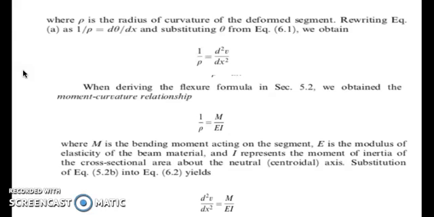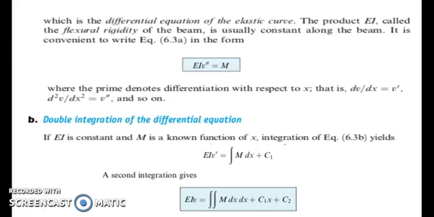When deriving the flexure formula, we obtained the moment curvature relationship, that 1 over rho is equal to M over EI. M is the bending moment acting on the segment, E is the modulus of elasticity, and I is the moment of inertia of the cross-sectional area about the neutral axis. Substituting, we have d squared v over dx squared equal to M over EI, which is the differential equation of the elastic curve. EI is called the flexural rigidity of the beam, which is constant along the beam.